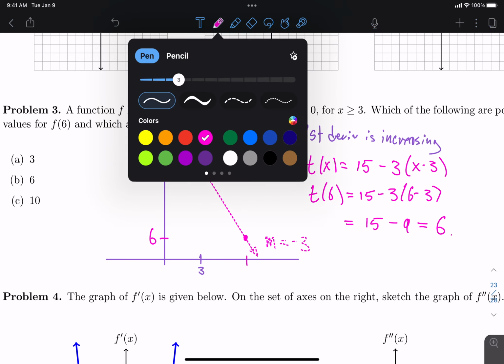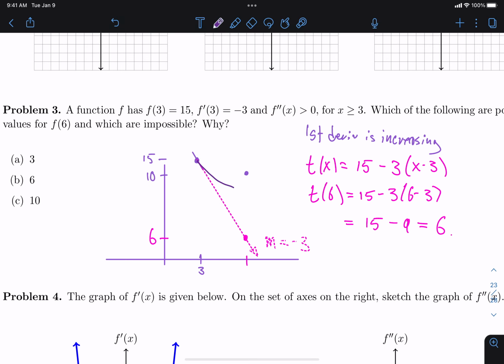And I know that my function, whatever it's doing, needs to be bending away because it's concave up. So, can I accomplish a height of this purple curve being lower than this while still bending away from this line? No, I can't. I would have to come back down, and this would cause me to violate this concavity criterion. So 3 is not possible.